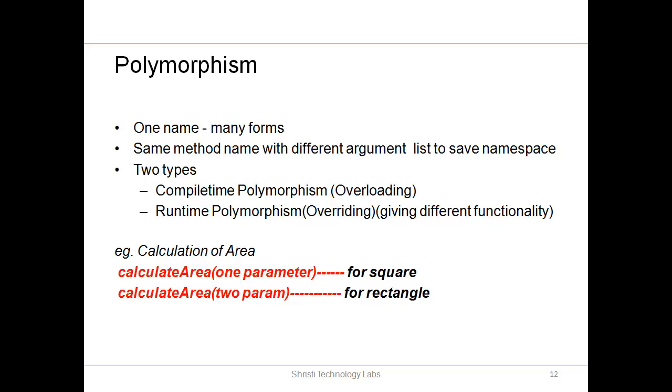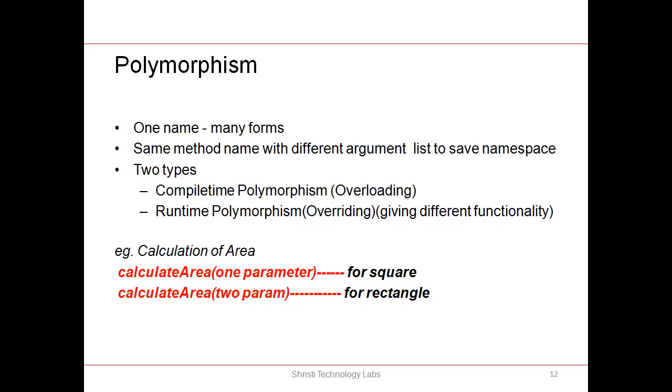Runtime polymorphism is called overriding. Overriding happens in a superclass subclass scenario. Overriding helps to give different functionality in a subclass which is totally different from a superclass. What I have shown here is overloading. Overloading happens in the same class. Overriding happens in a superclass subclass scenario. Overloading is called compile time polymorphism.